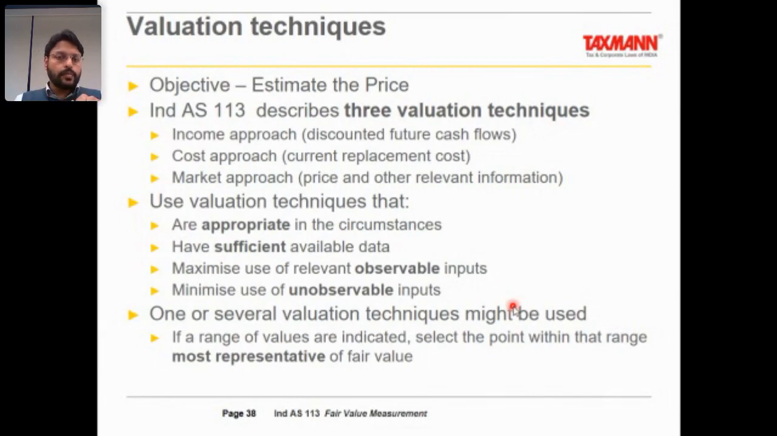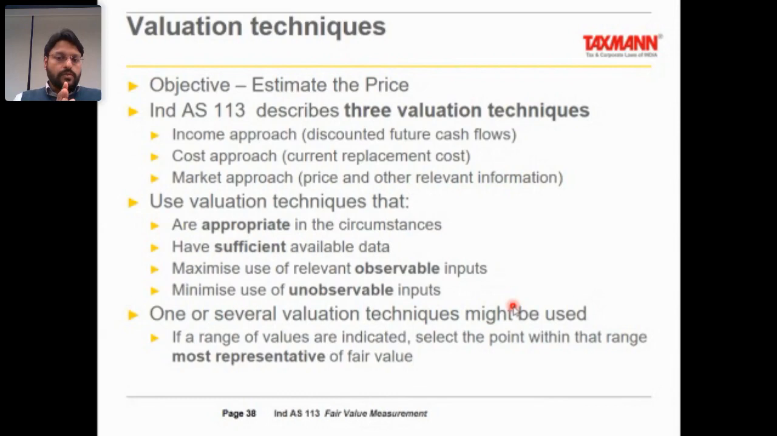Number 1 is the income approach, that is the discounted future cash flow DCF approach. Number 2 is the cost approach, that is the current replacement cost. And number 3 is the market approach, that is the price and other relevant information. So these are the 3 approaches. Are there any other approaches as well which we can use? If there are any, you can use. This is the list prescribed by the standard, and the standard doesn't say there cannot be any other approach.